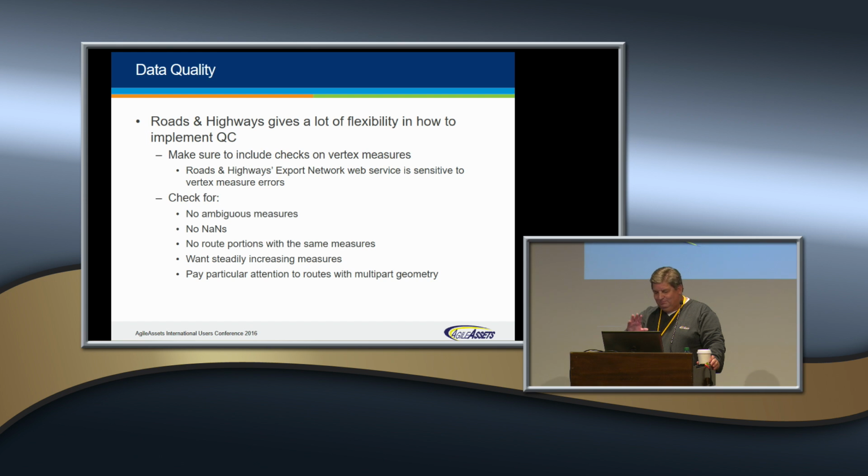Now there's a tool called Data Reviewer that's part of the ArcMap series, where you can set what type of checks you want to do, and based on that you can put some in there. My advice to you is that one of those checks should be on your vertex quality.